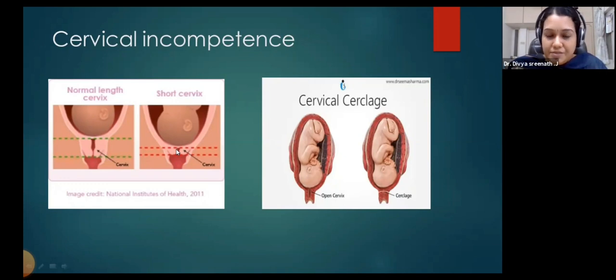If a lady had an abortion because of cervical incompetence, then in the next pregnancy, before 10 or 12 weeks, she will be advised cervical encirclage. Encirclage means it is tied tight and makes sure that it stays in position. That is cervical encirclage.